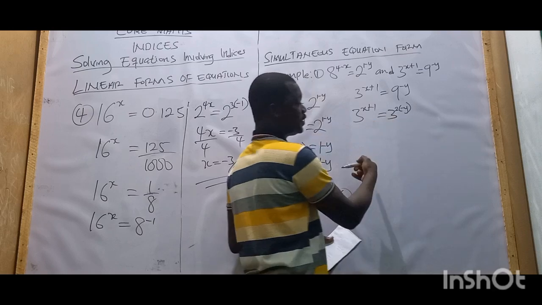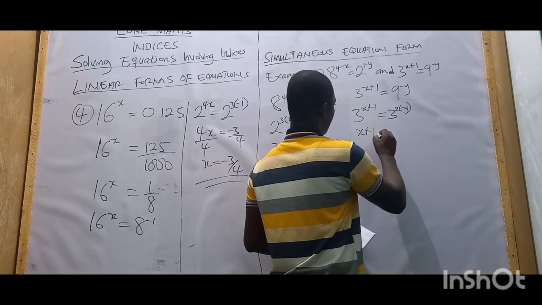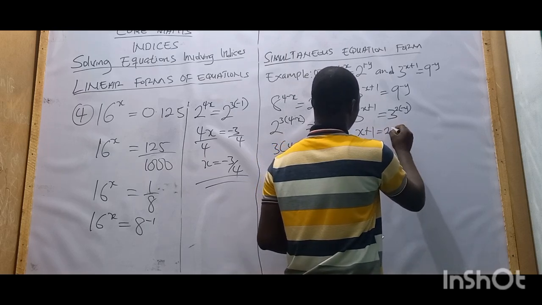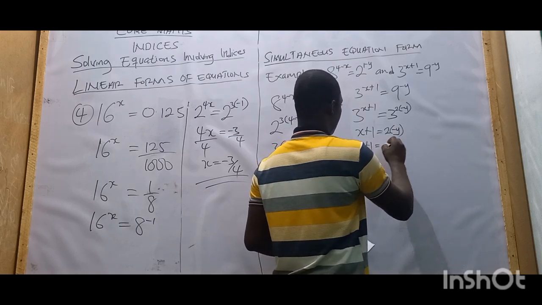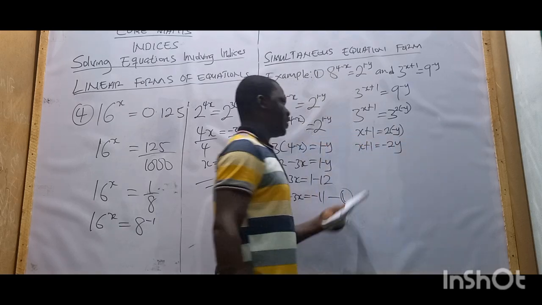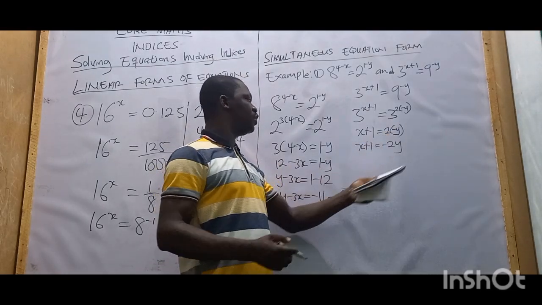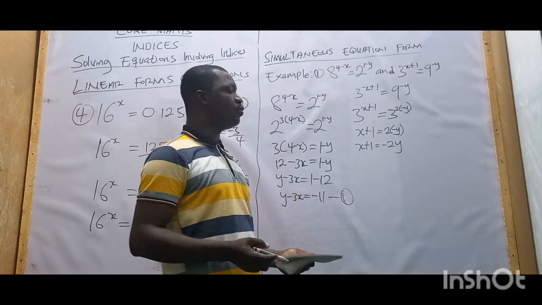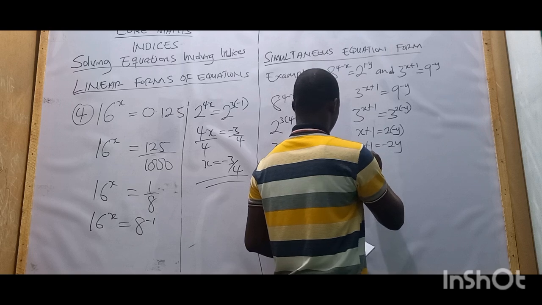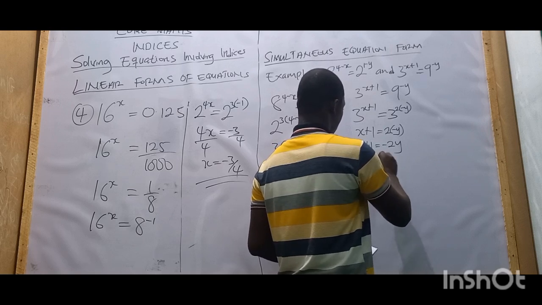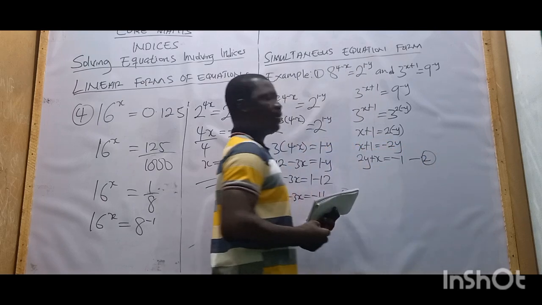So since the bases are the same, I'll pick my exponents and equate them. I'll simplify. So x plus y equal to negative, multiply 2 by negative y. You get what? Negative 2y. So I have to group like terms. So this becomes my equation 2.